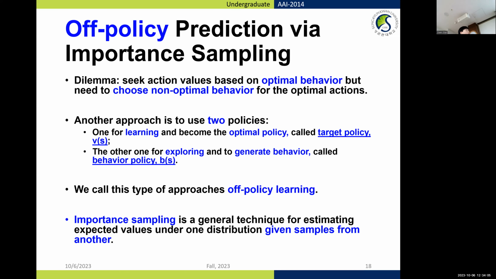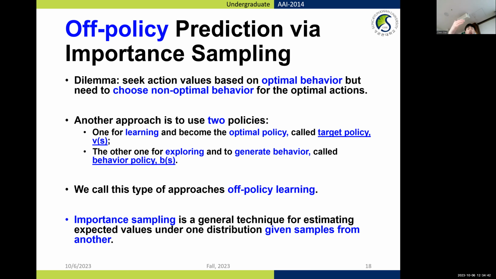Eventually, we come to this off-policy prediction with importance sampling. So in the last lecture, we stopped at this importance sampling, and I enriched the contents about this importance sampling to make it easier to understand. So basically, previously when we considered the on-policy prediction or control, we have this dilemma that we need to update the optimal policy, but at the same time, we need to choose different actions, right? Different behavior. We need to explore different possibilities.